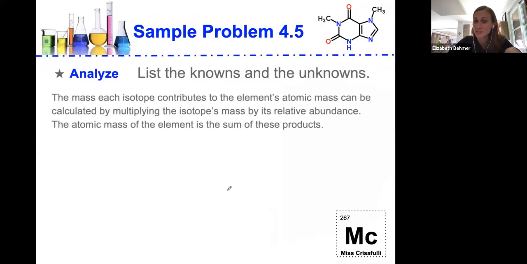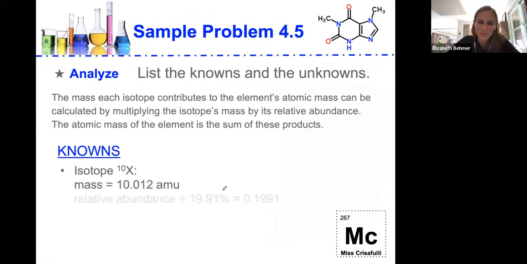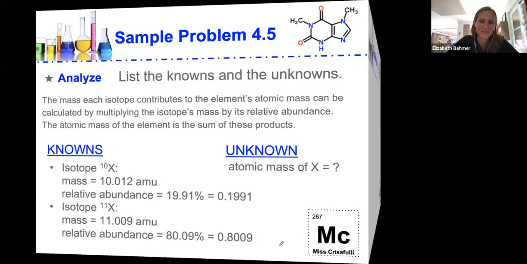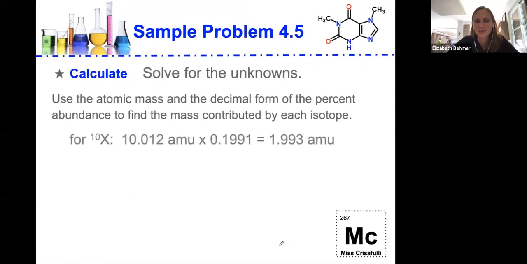So let's calculate the atomic mass of element X. The mass of each isotope contributes to the element's atomic mass, and it can be calculated by multiplying the isotope's mass by its relative abundance, and the atomic mass of an element would be the sum of those products. So we have the isotope, the mass, and the relative abundance, which we just need to change into a decimal. And then for isotope 11, we have the mass and relative abundance that we change into a decimal. We're looking for the atomic mass of X. So let's plug it into our calculator.